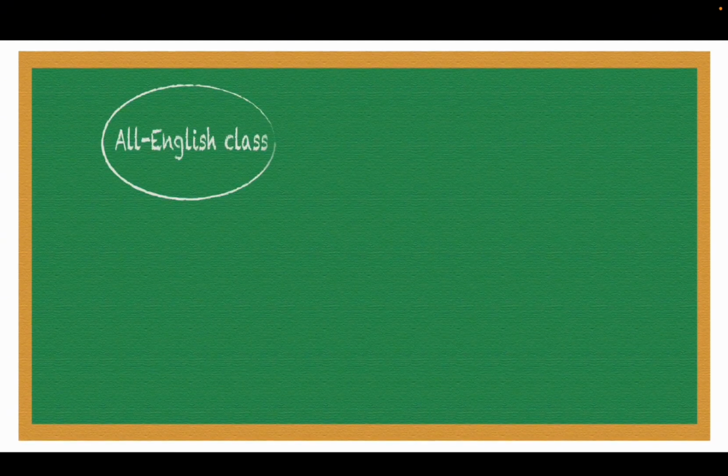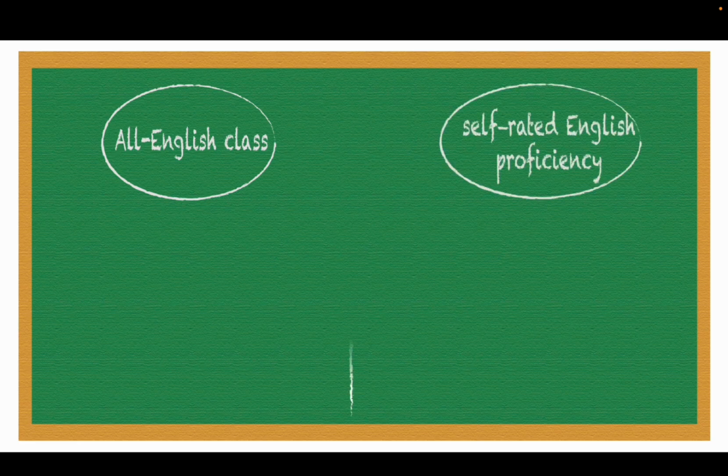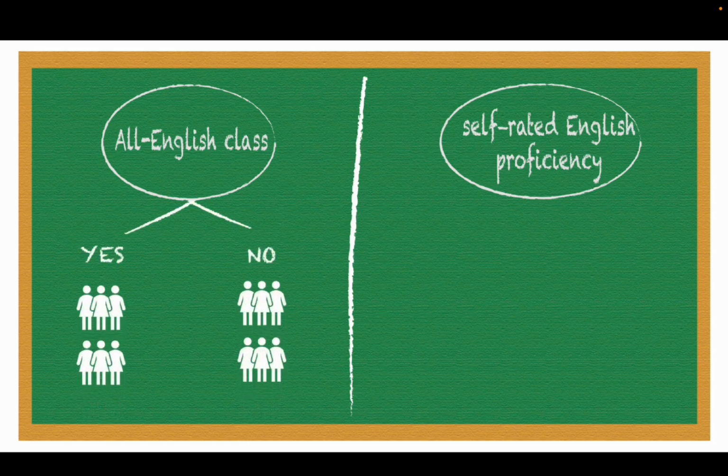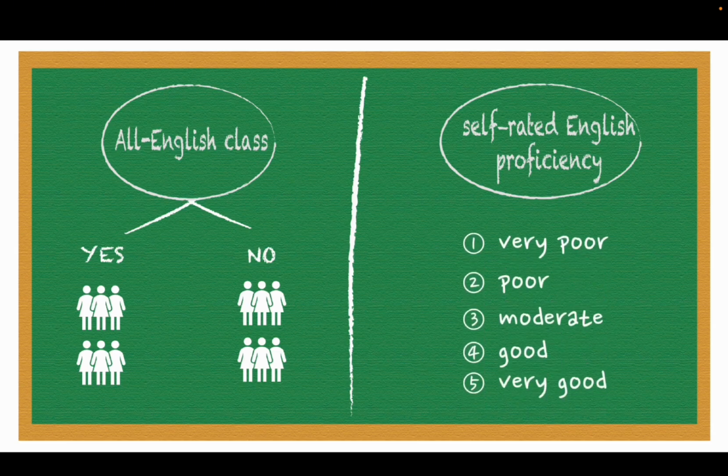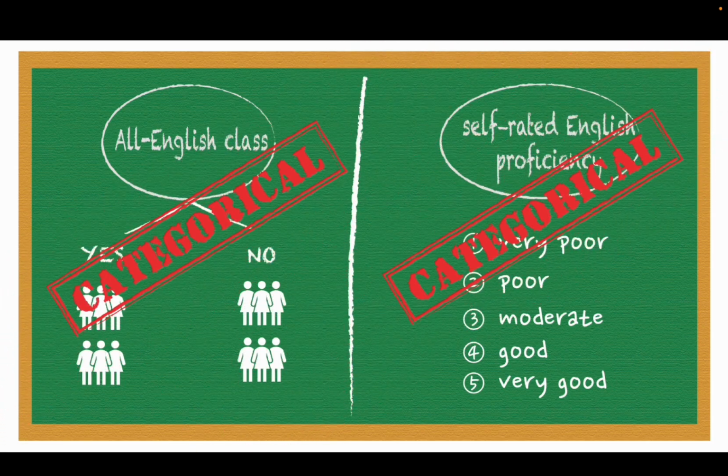What is your variable? First is whether the person listened to an all English lecture or not, and second is self-rated proficiency. I divided proficiency into 5 levels: very poor, poor, moderate, good, and very good. They are not like numbers we saw before. Yes, it seems like you got 2 categorical variables.